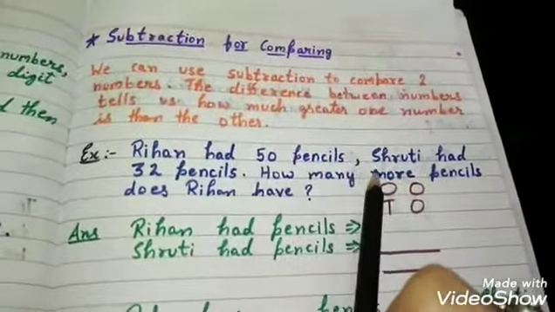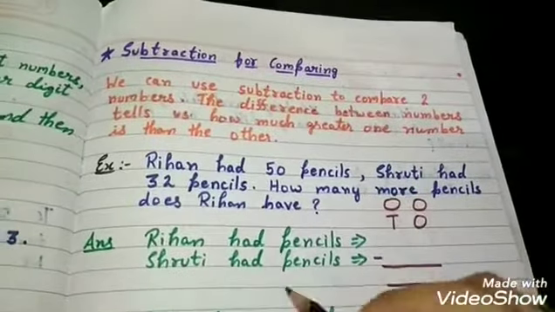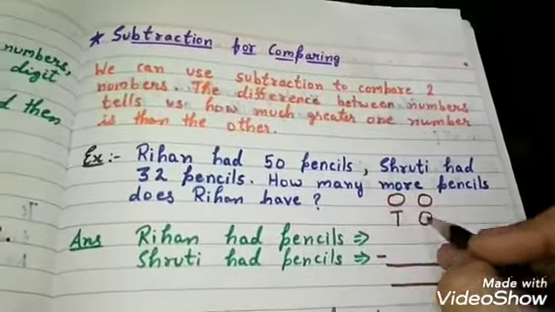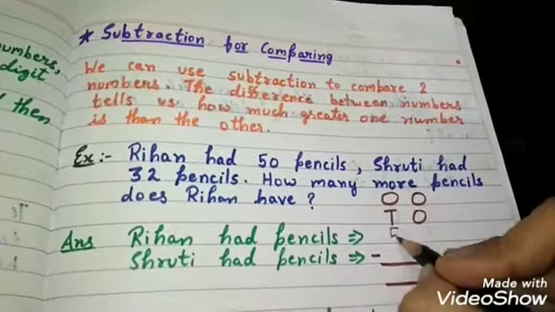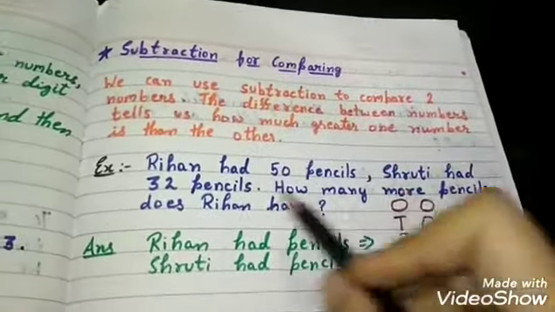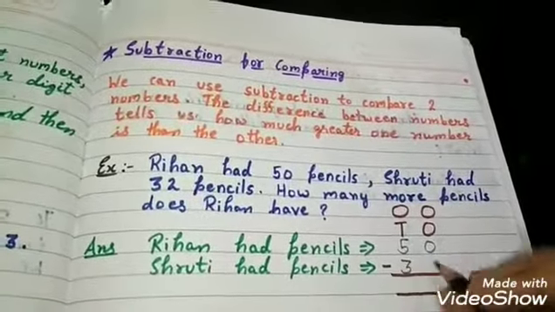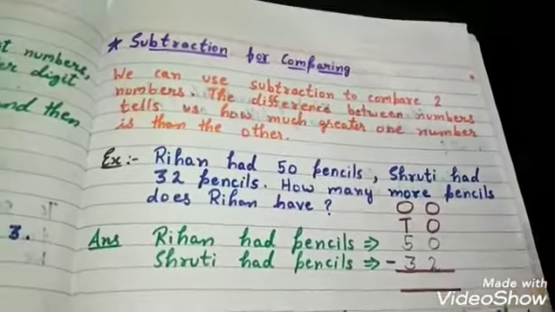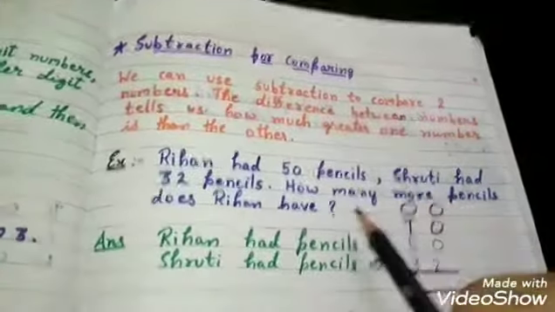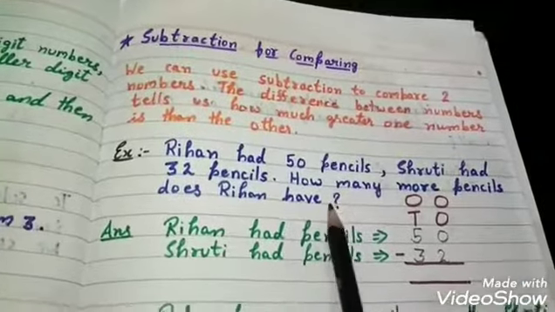Rihan had 50 pencils. Shruti had 32 pencils. How many pencils does Rihan have? Rihan had 50 pencils, so 5 at tens place and 0 at ones place. And Shruti had 32 pencils, so 3 at tens place and 2 at ones place. So what did it ask? How many more pencils does Rihan have?